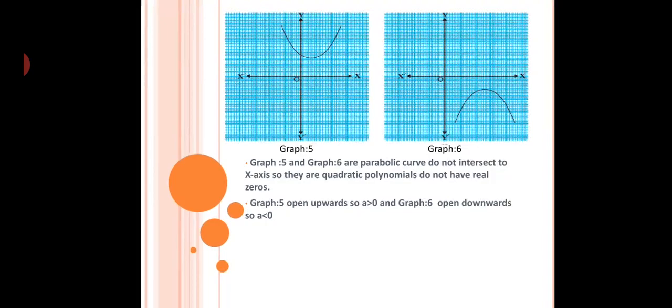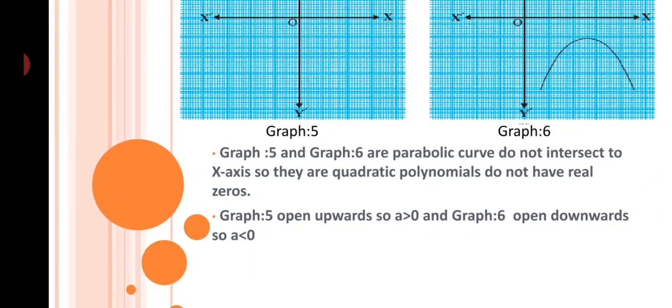And once again we can say that the coefficient of x square in graph 5 is positive, and for graph 6 it is negative because it is open downward. Get it?